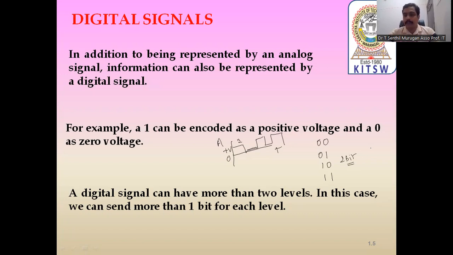If it is 3 bits, how many levels will come? If 2 bits, 2 power 2, 4 levels will come. In case of 3 bits, 2 power 3, so 8 levels will come. How will it come? 0 0 0, 0 0 1, 0 1 0, 0 1 1, like that it will go. It starts from 0 0 0 and ends with 1 1 1. We can represent the data like this.